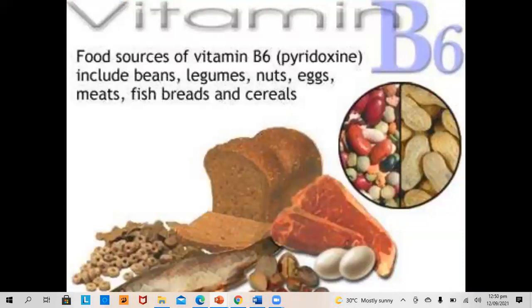Then comes vitamin B6 or pyridoxine. Vitamin B6 source is also similar to B1, B2, and B3. That is fortified bread, cereals, nuts, egg, fish, meat, but not in milk. The only difference is that there is less milk.